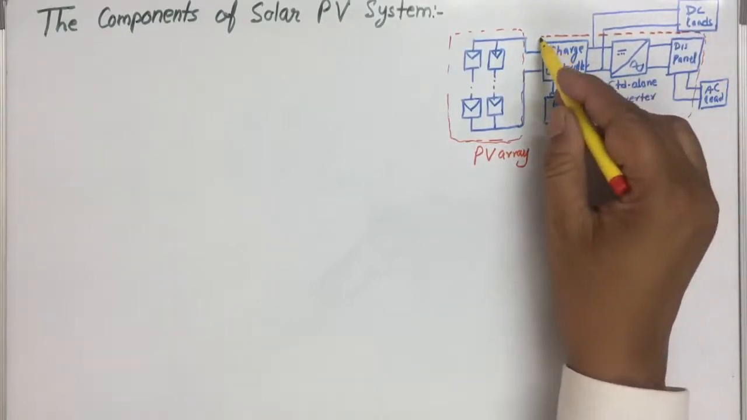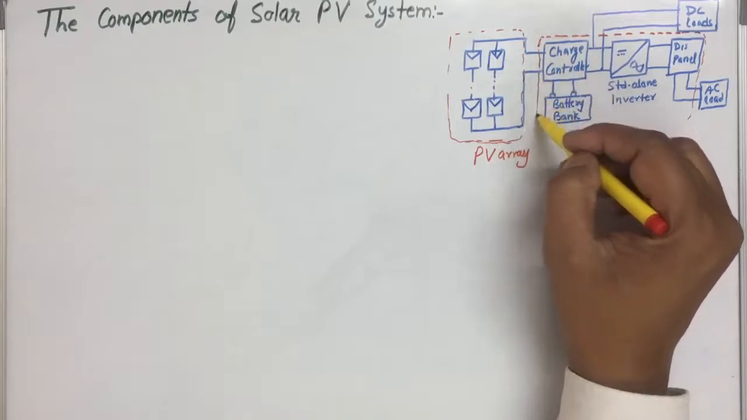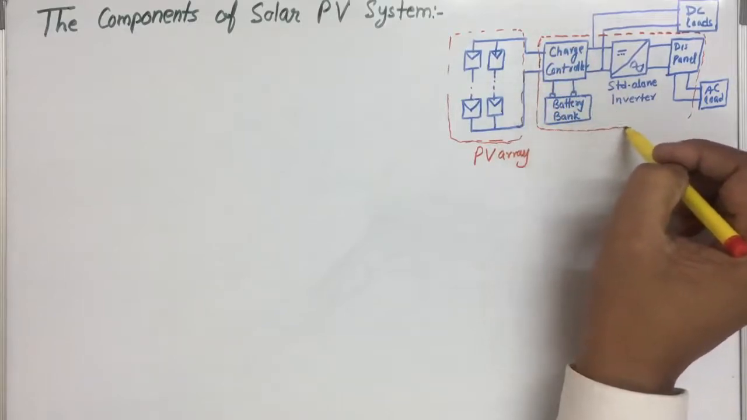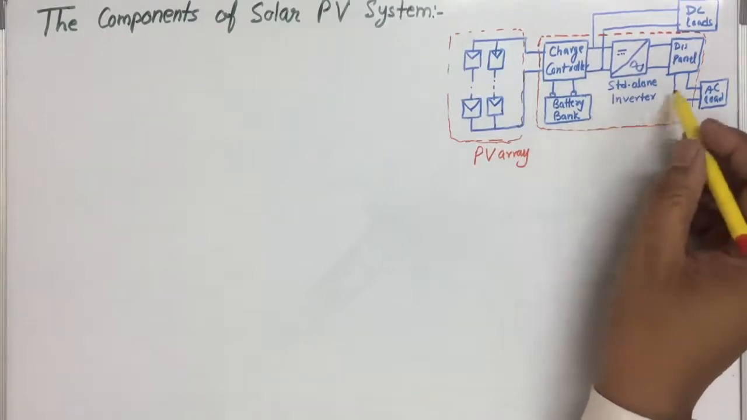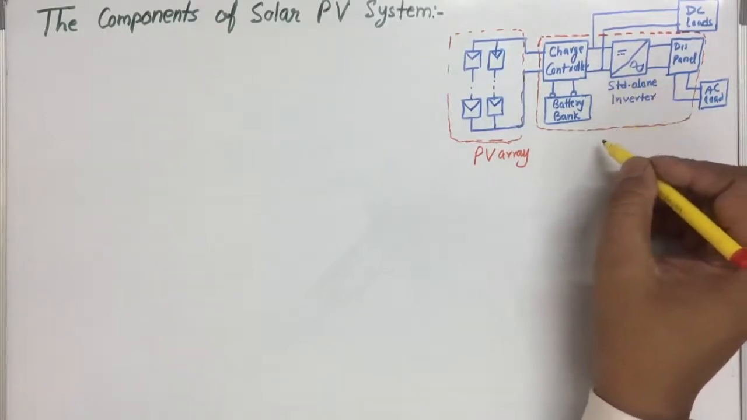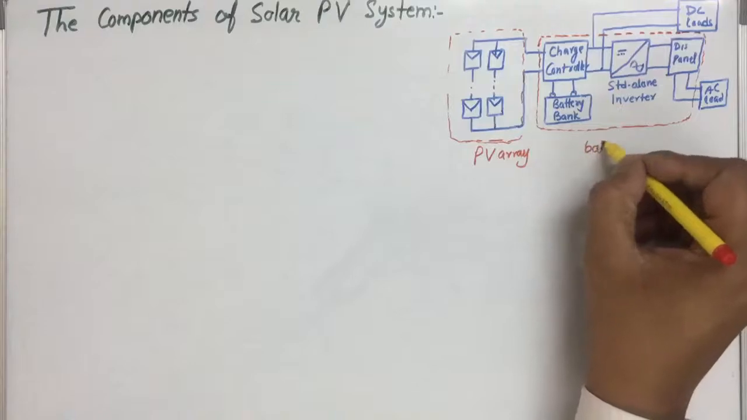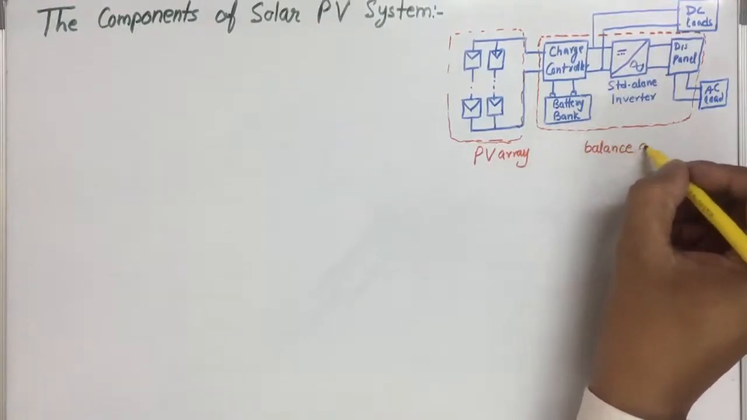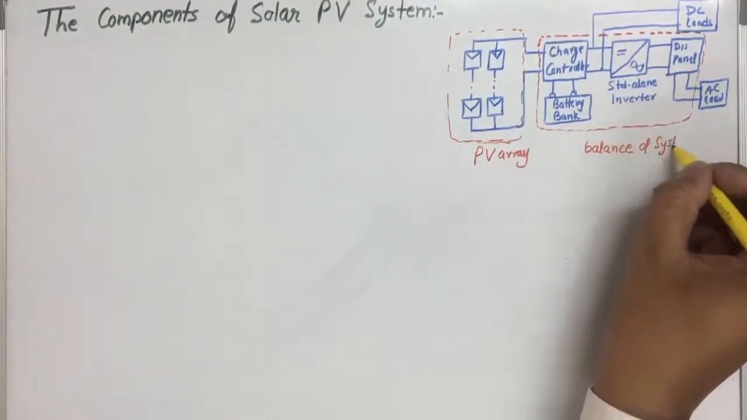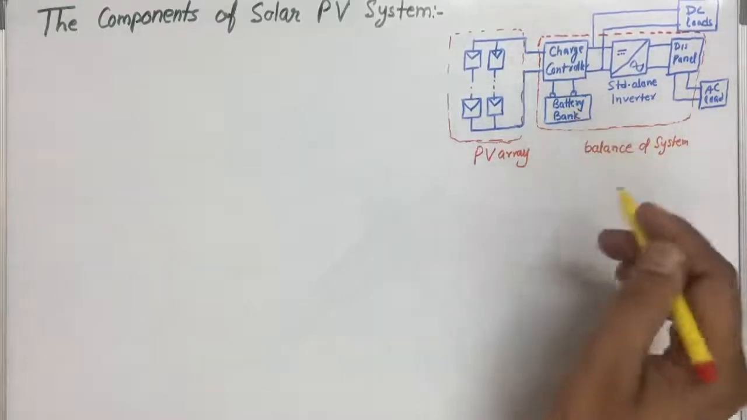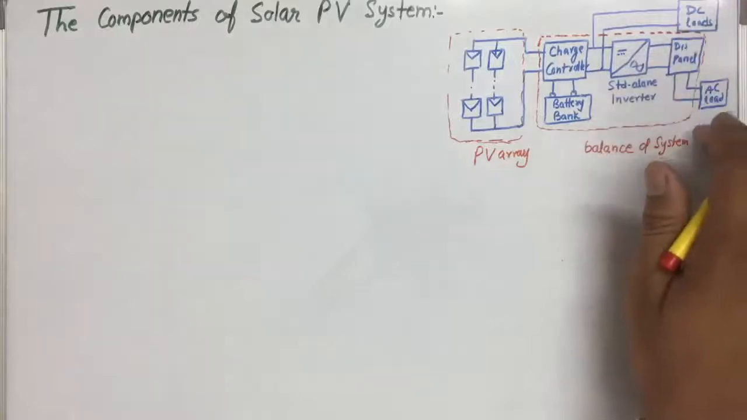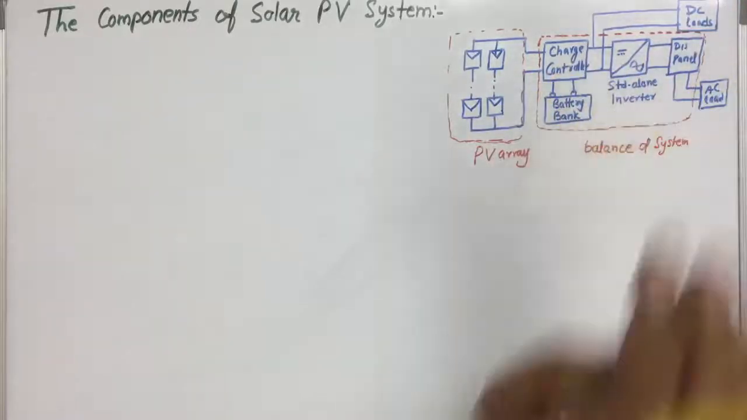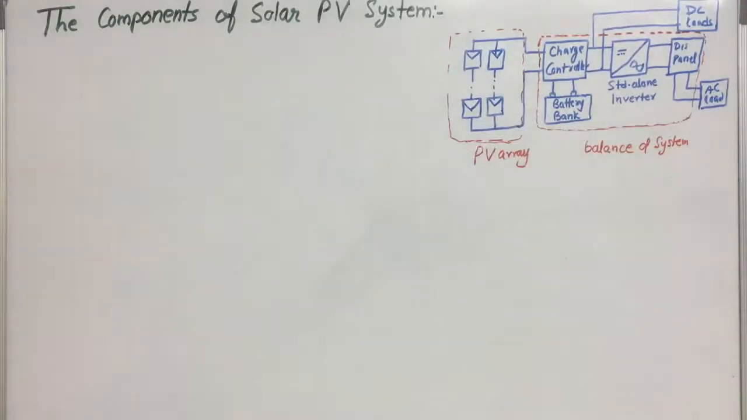charge controller, battery, inverter and distribution panel. Including these all, it is known as balance of system. So there are these two main components, and except this there is load if we consider off-grid solar PV system.